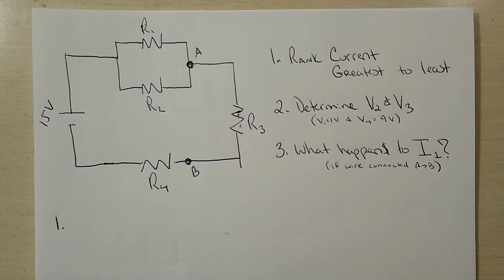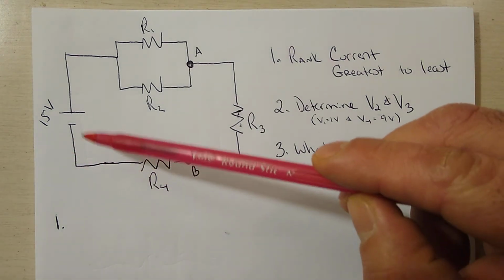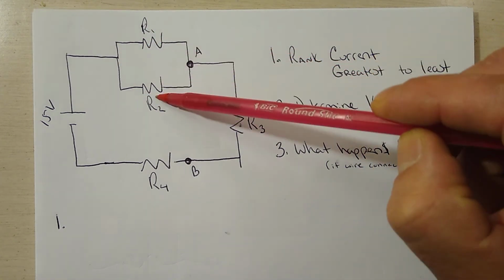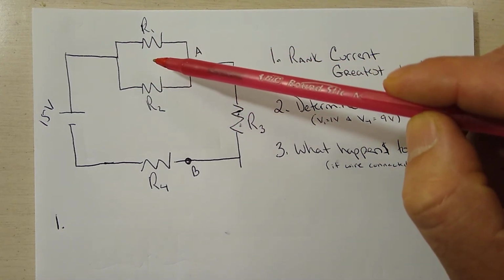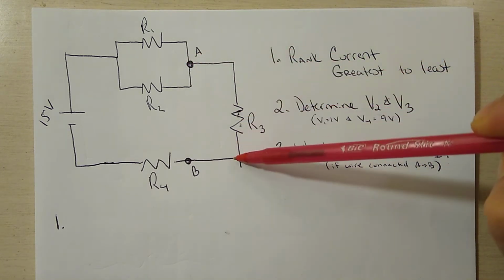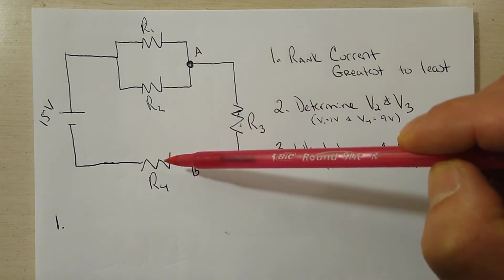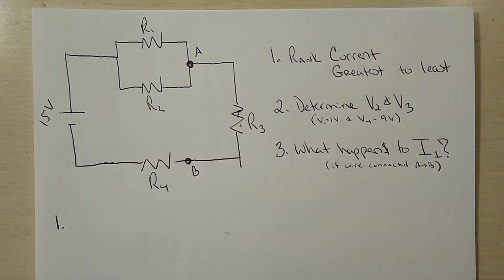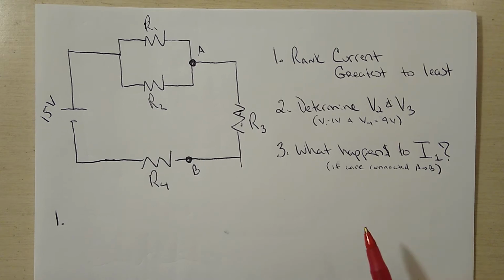All right, so here we have the first problem on the practice problems that I gave via the Google Classroom. And you see we have this initial circuit here where we go from the power source to a parallel branch, R1 and R2 are parallel to one another. And they're in series with R3, which is in series with R4. And the first thing we have to do is rank the currents. So let's take a look at this circuit and see what's happening.